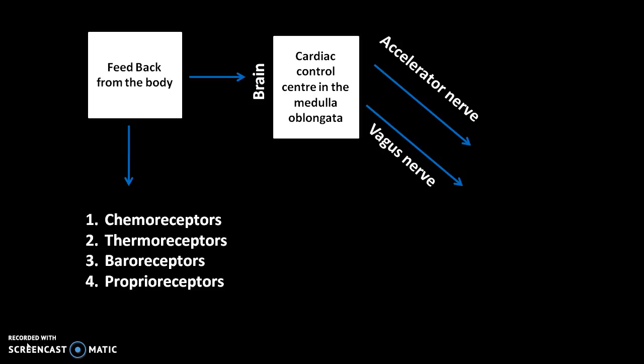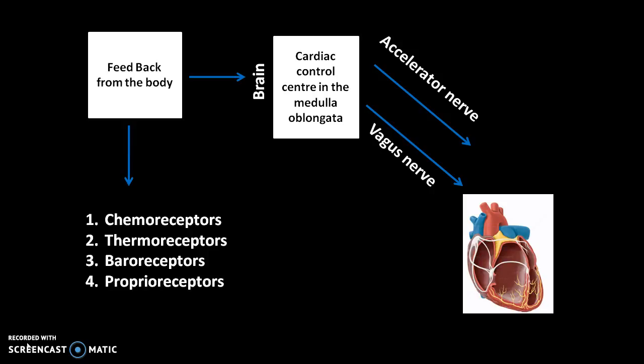There's the accelerator nerve, and this excites the SA node, so therefore speeds up our heart rate. And we have the vagus nerve, which inhibits the SA node, therefore slowing our heart rate down. Our autonomic nervous system has two branches. Each of these nerves is part of one of them. The accelerator nerve is part of the sympathetic branch, and the vagus nerve is part of the parasympathetic branch.